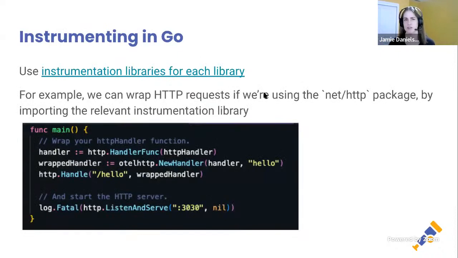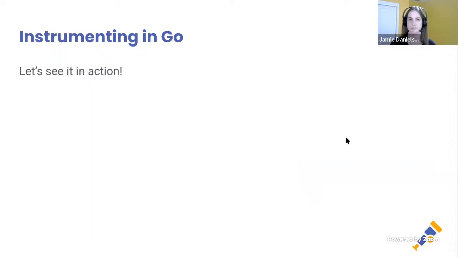But for something like this instrumentation library, basically, if you're using a relatively popular package, so in Go, if we're using the net HTTP package, there's an instrumentation library for it. So in this case, we just have a hello app, and we are wrapping it with this OTel HTTP instrumentation library. So what we can do then is we can see this in action. And now I'm going to switch over to actually looking at some code.